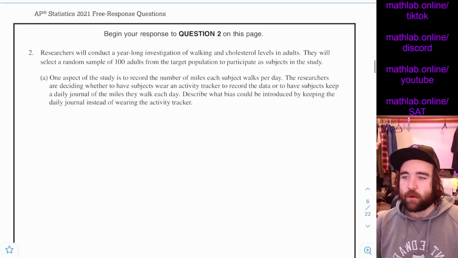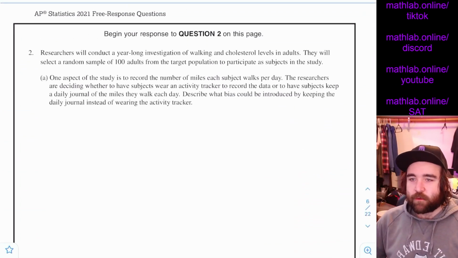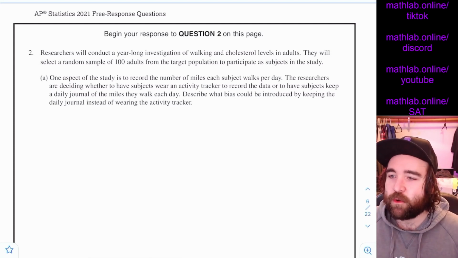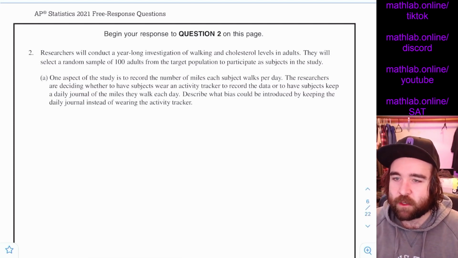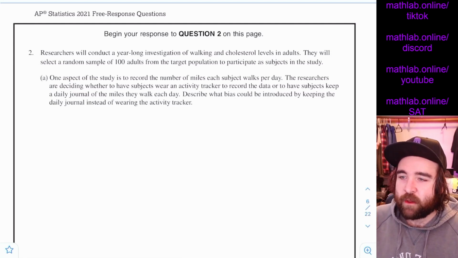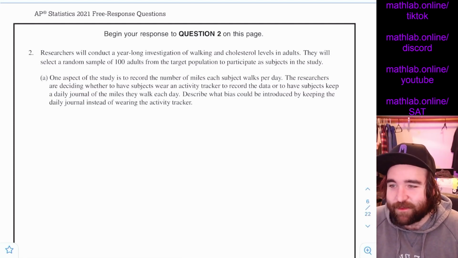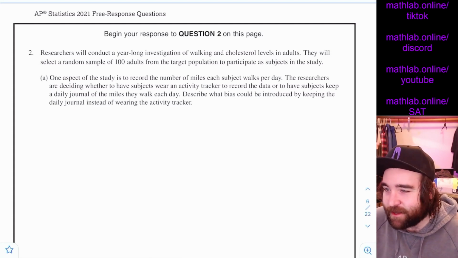Researchers will conduct a year-long investigation of walking and cholesterol levels in adults. They will select a random sample of 100 adults from the target population to participate as subjects in the study. One aspect of the study is to record the number of miles each subject walks per day. The researchers are deciding whether to have subjects wear an activity tracker to record the data, or have subjects keep a daily journal of the miles they walk each day. Describe what bias could be introduced by keeping a daily journal.